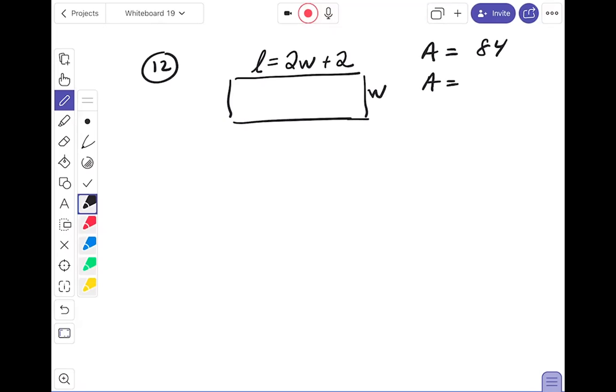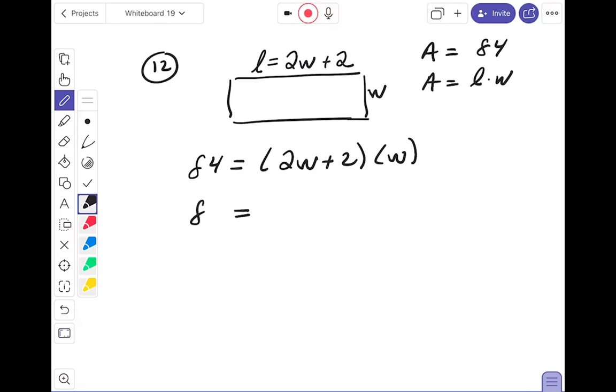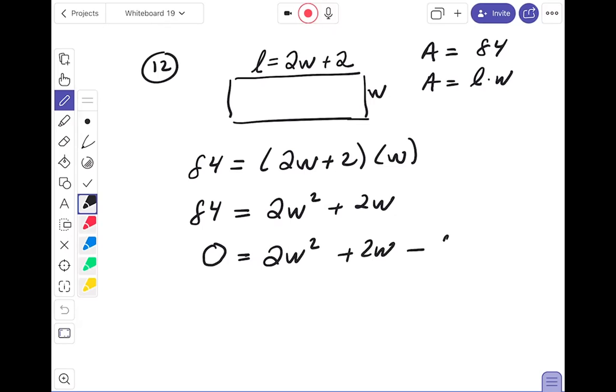Well, area is just length times width. So let's write this down. 84, the area, is equal to the length, which is 2w plus 2, times the width, which is w. So 84 equals 2w squared plus 2w. Subtract 84 from both sides: 0 equals 2w squared plus 2w minus 84. I'm going to factor out a 2: w squared plus w minus 42.